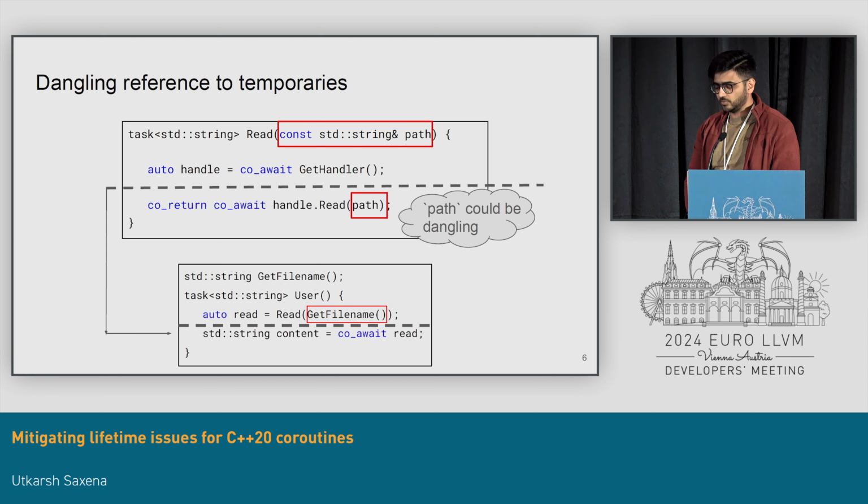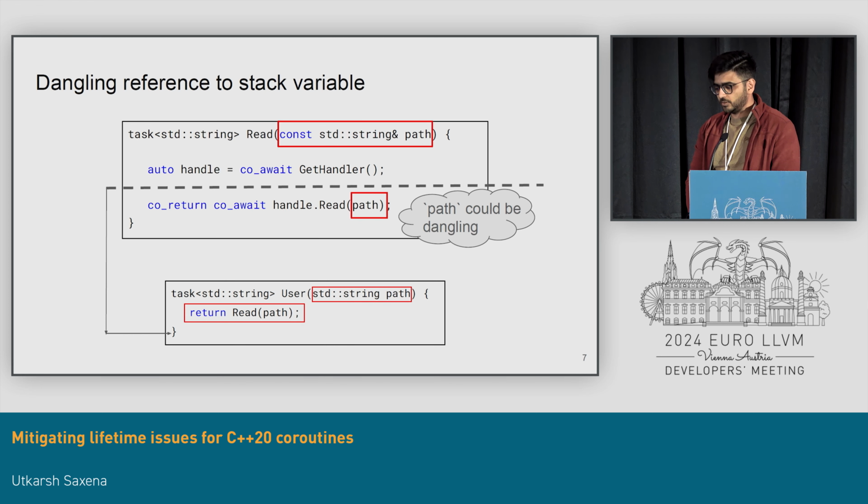For example, consider a get file name function which returns a string, and if you use that as an argument to the reference parameter, the coroutine would be capturing a reference to this temporary. After the coroutine suspends itself and the user starts executing, the temporary would die after the full expression, but the coroutine itself has not completed. Once the coroutine is resumed, the rest of the coroutine function would be a use after free.